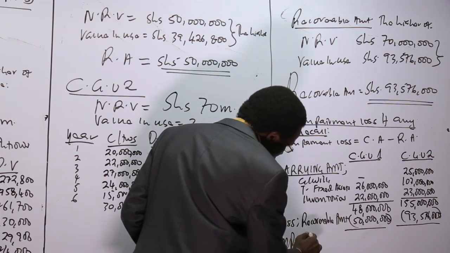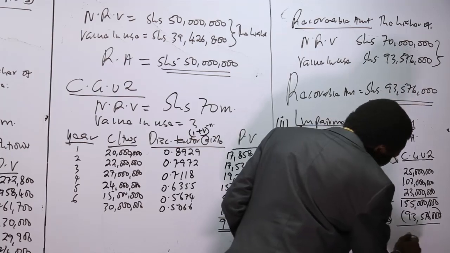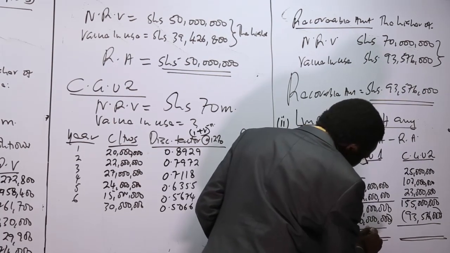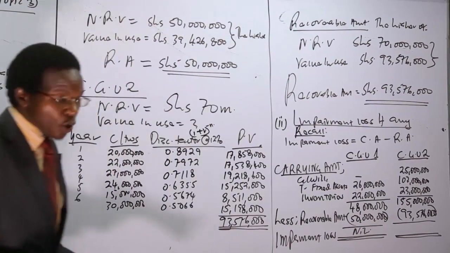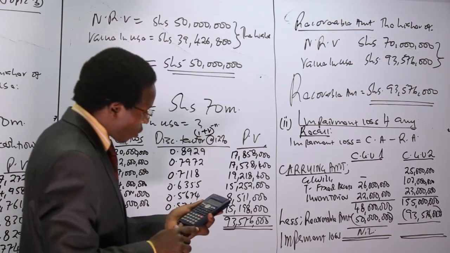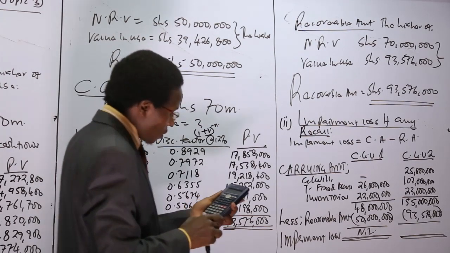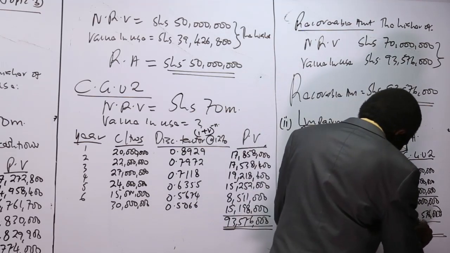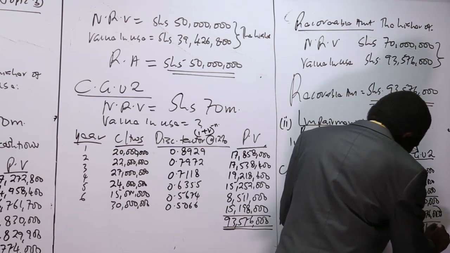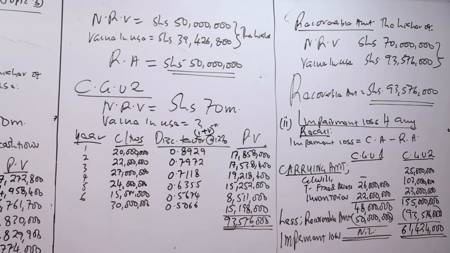The impairment loss here, friends, for the first unit is nil. As you can see, there is no impairment loss. But for the second unit will be 155, 61,424,000. So that's for the second unit. Second unit has an impairment loss of 61 million. Now we have answered that Roman 2.